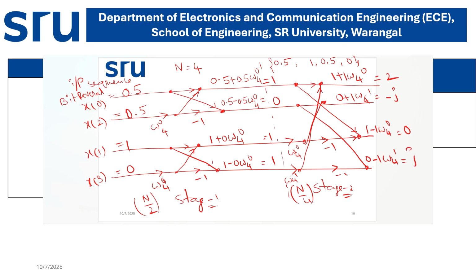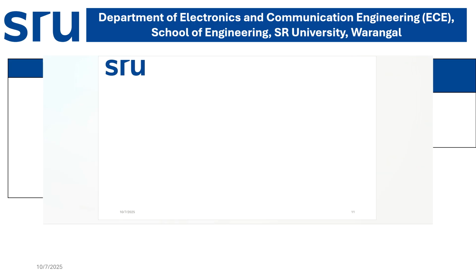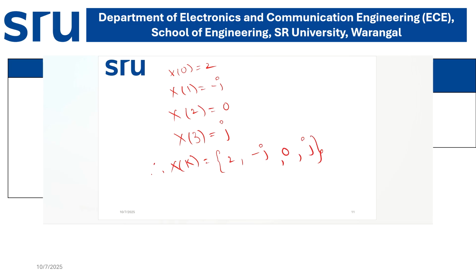So therefore these are our final DFT outputs. The output should be collected after the line in normal order. Now we got the x of 0 value, that is 2, the x of 1 value minus j, the x of 2 value, that is 0, and the x of 3 value plus j. So therefore the DFT output X of k is equal to 2, minus j, 0 and j.